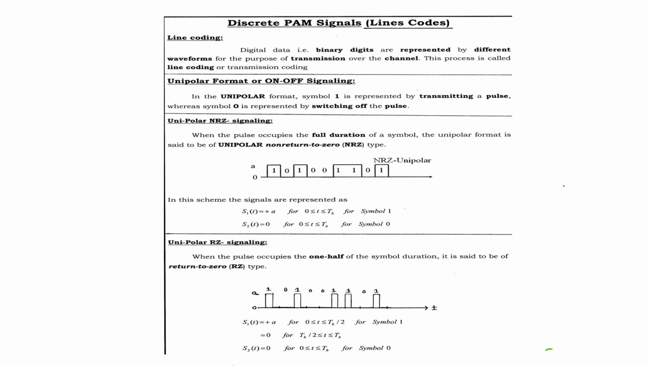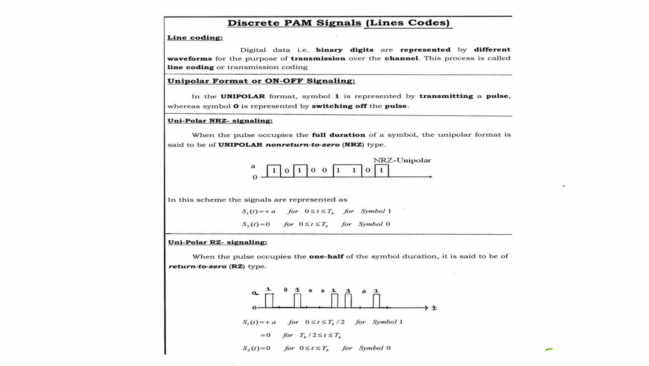Under this you are going to learn unipolar return to zero and non-return to zero line coding techniques, bipolar return to zero and non-return to zero, polar return to zero and non-return to zero, and Manchester return to zero and non-return to zero line coding techniques. The first one is the unipolar format, that is on-off signaling.